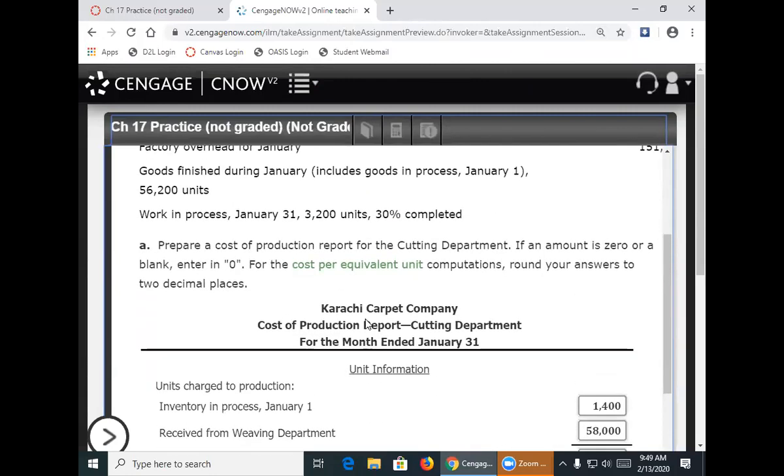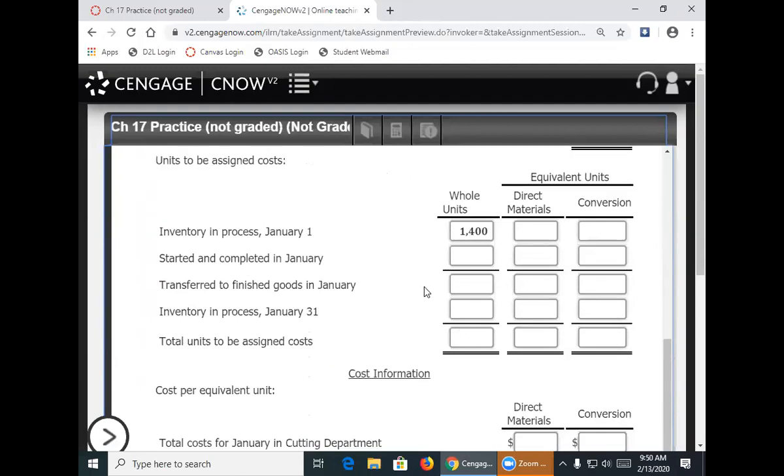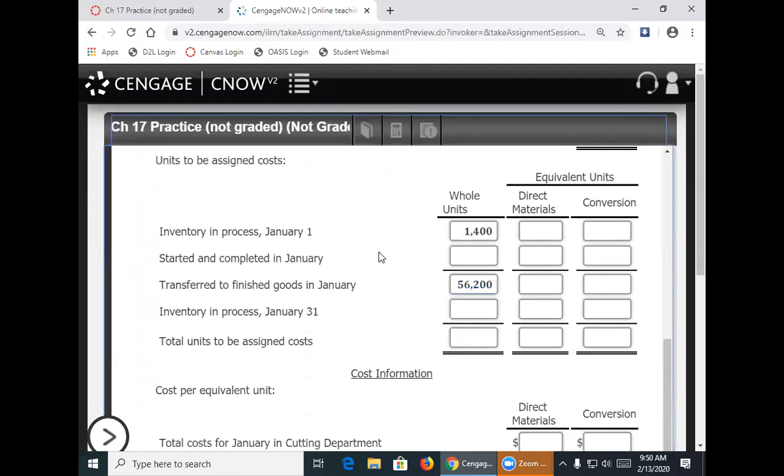This is where we have to calculate that. So it did tell me up here, if I read up here, it tells me my finished goods. Goods finished during January, including goods in process, was 56,200. So they told us what we actually completed in the period, 56,200. So that's what was transferred to finished goods. So in that case, how many did we start and complete? They gave it to us. Yeah, it's in the finished goods. What was transferred to finished goods. So how do I calculate what was started and completed?